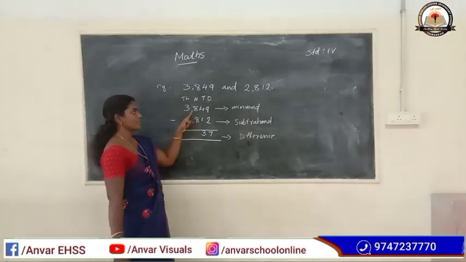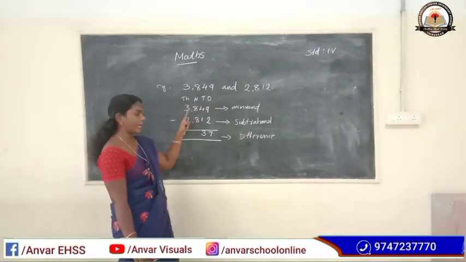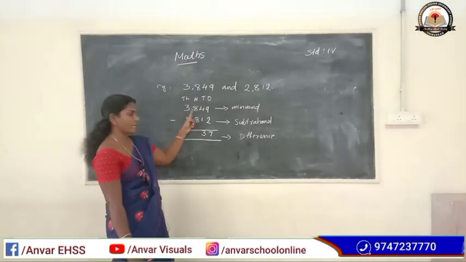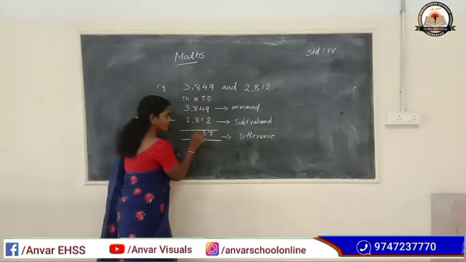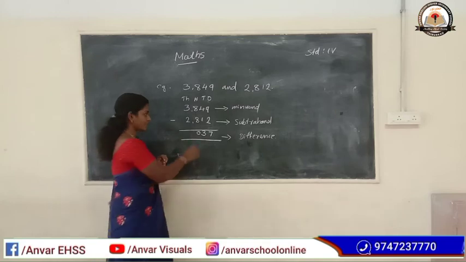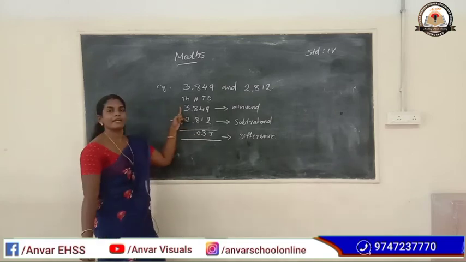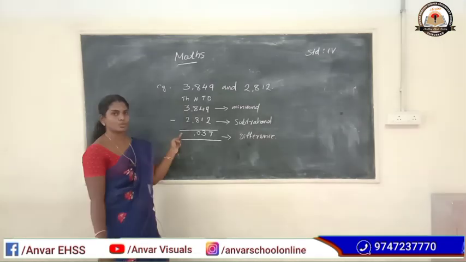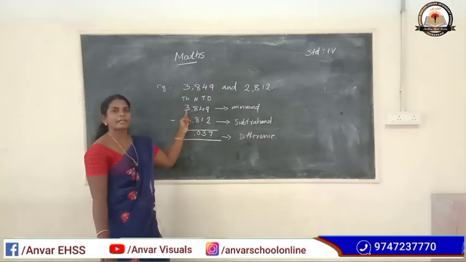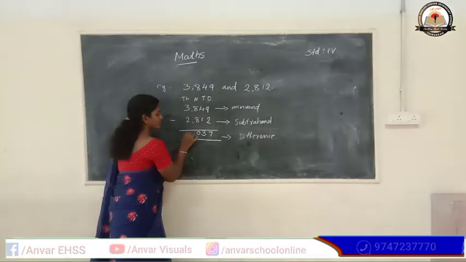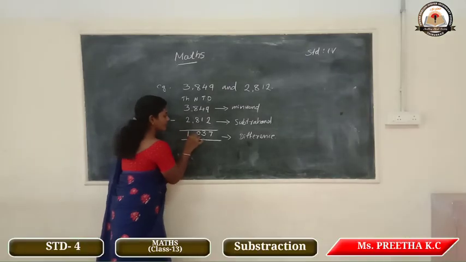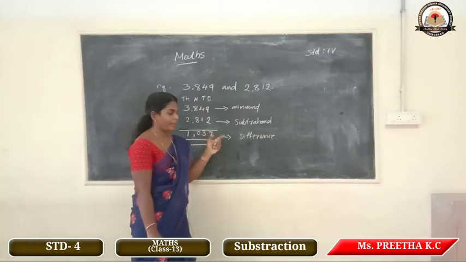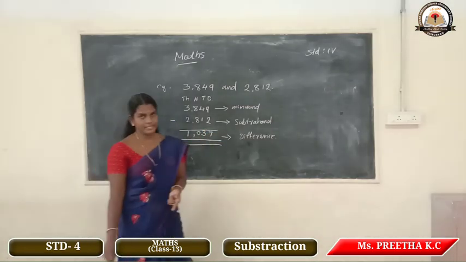Next is the hundreds place, where 8 and 8 are both equal. Let me remind the property: when the same number is subtracted, we get the answer 0. So the last and final digits are the thousands place digits. Here it is 3 and 2. Subtracting 2 from 3, we get the answer 1. This is the final answer we get for subtracting these two numbers: 1037.